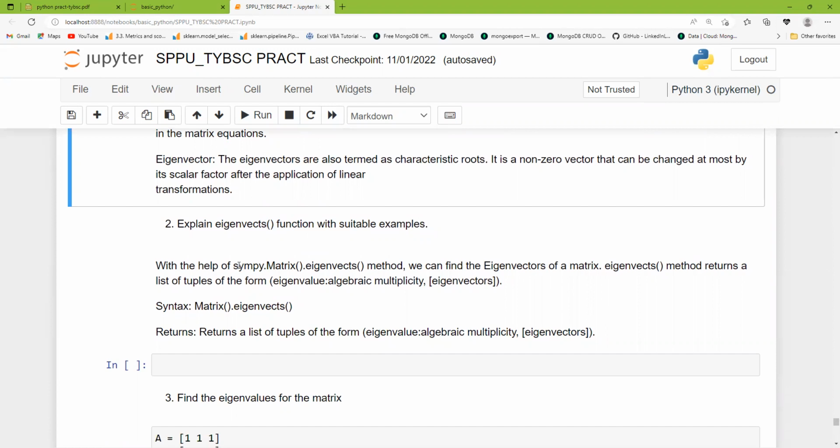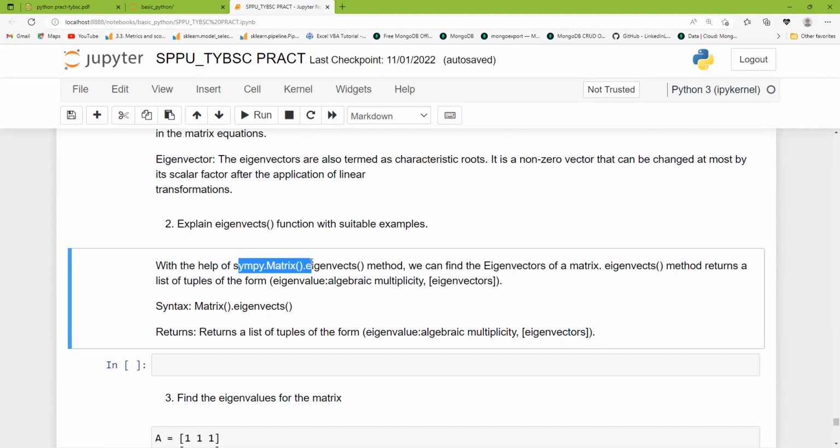With the help of sympy.Matrix, we first have to import the library SymPy, and from this library you have to construct a matrix, and then you can apply the eigenvects function on the matrix. That's why it's given as the matrix dot eigenvects method. So we can find eigenvectors of the matrix by using this method. The eigenvects method returns a list of tuples of the form.